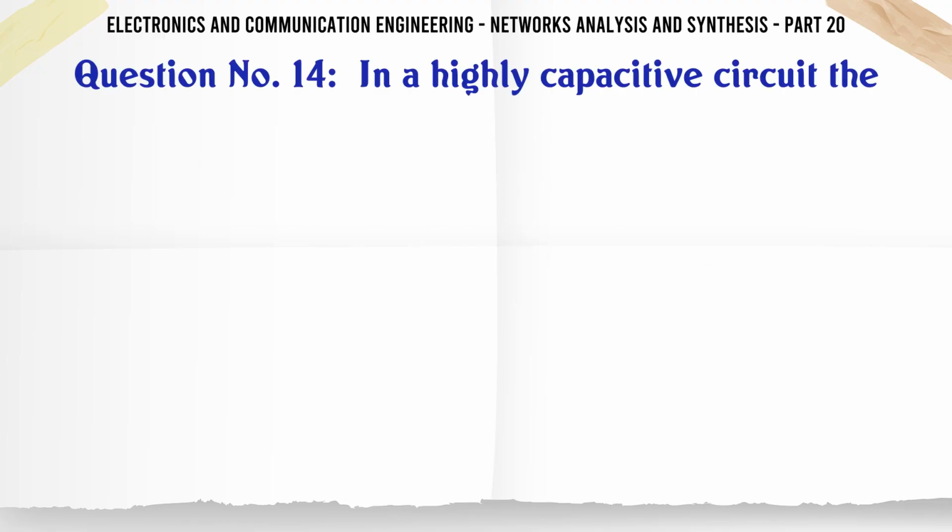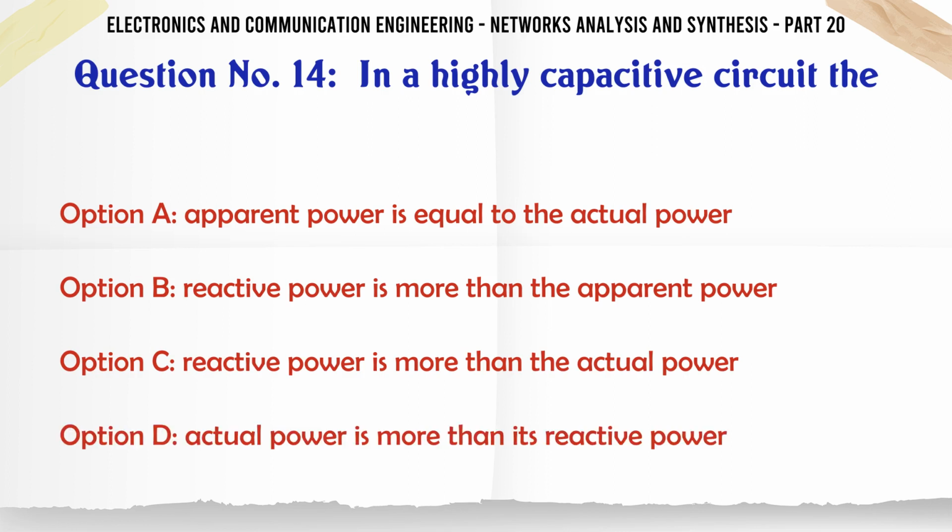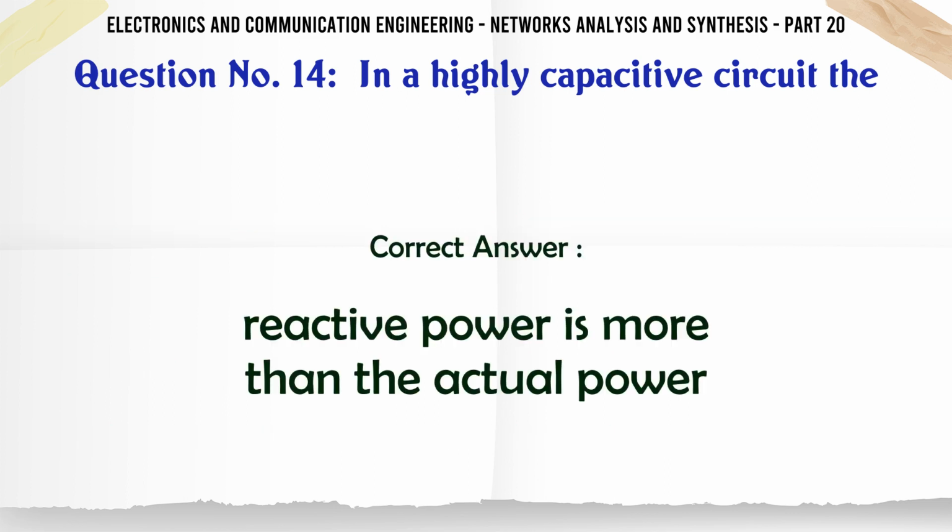In a highly capacitive circuit, the: A. Apparent power is equal to the actual power. B. Reactive power is more than the apparent power. C. Reactive power is more than the actual power. D. Actual power is more than its reactive power. The correct answer is reactive power is more than the actual power.